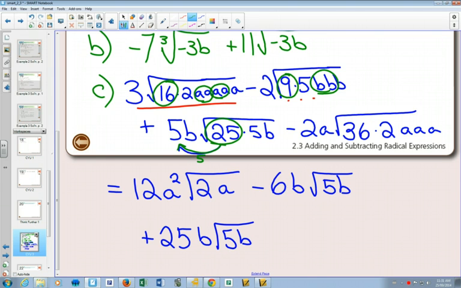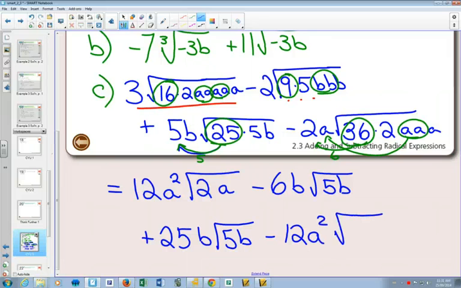And finally, in the last one, we have a 36. So when that comes out, it's going to come out as a 6. It gets multiplied by that -2, gives us -12. We have a pair of A's inside. One A is going to come out, but it's going to hit the A that's already there. So we're going to get A squared, and we're left with 2A.